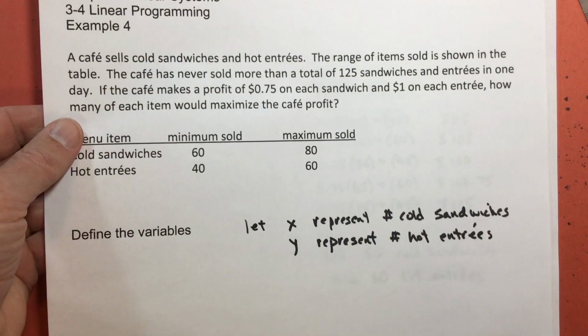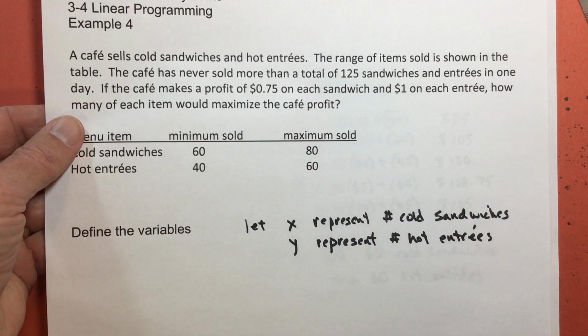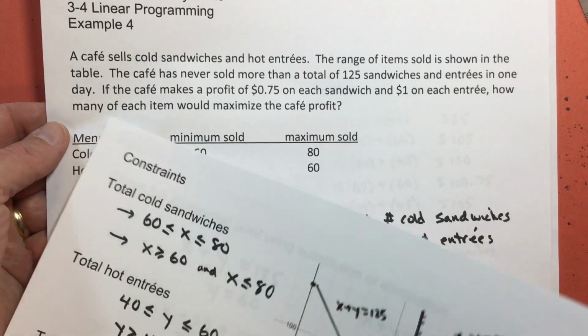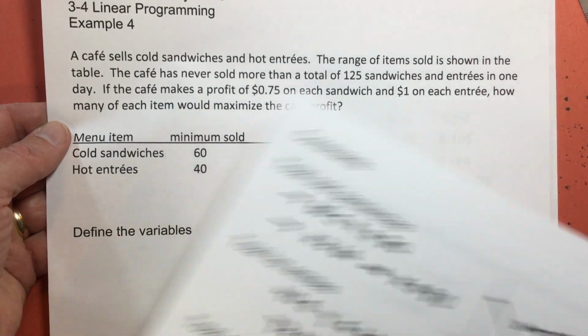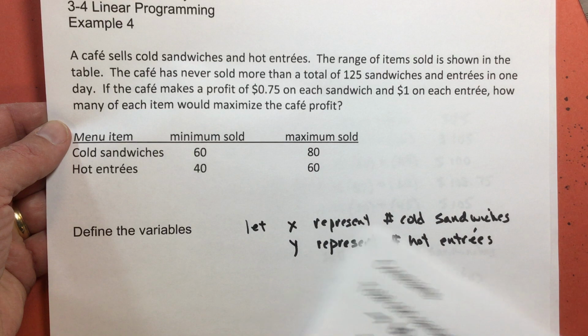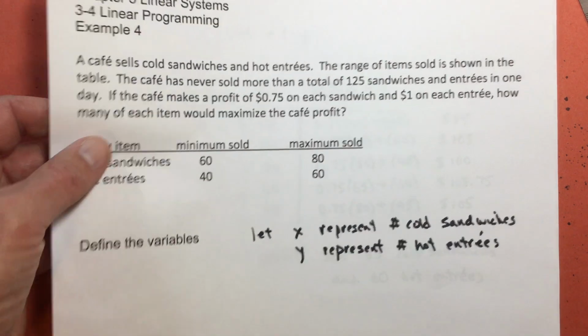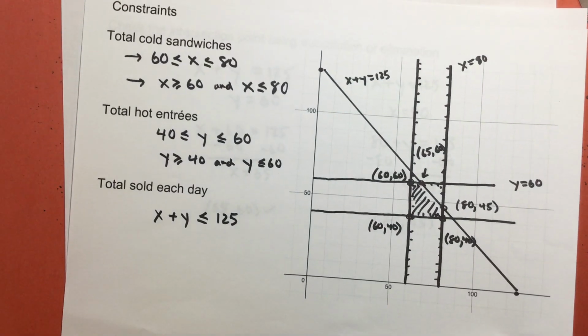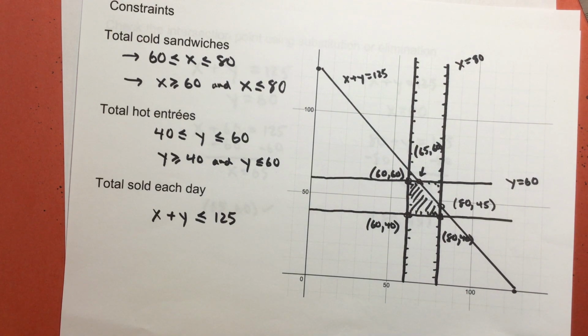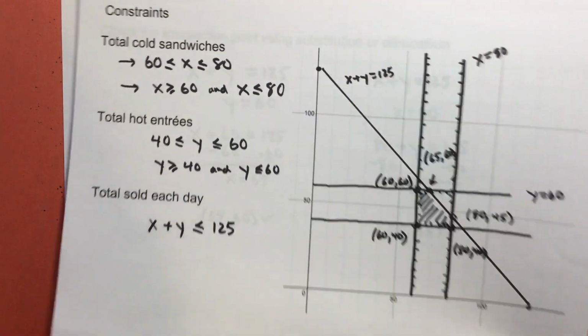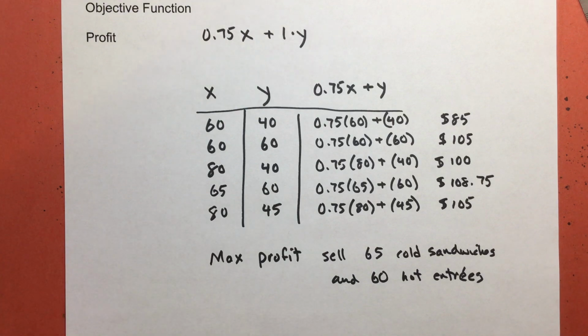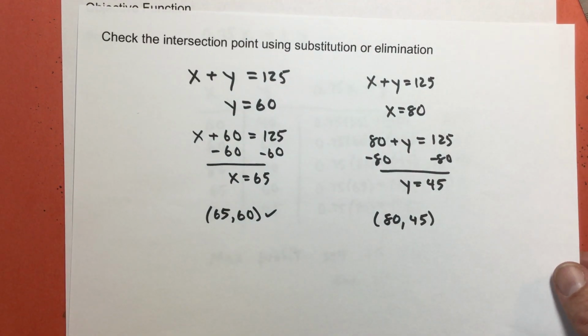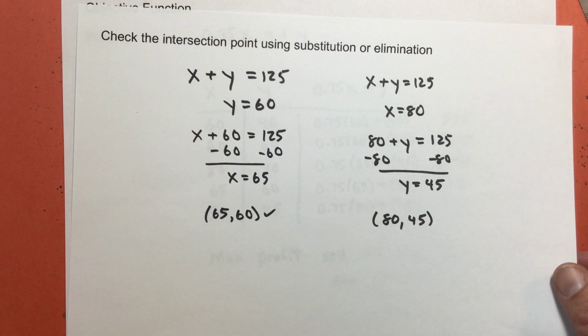You're going to start by identifying and defining your variables. What is it you're asked to find? That'll always come from the question. This one says, how many of each? That's cold and hot food. You're going to come up with your constraints based upon the information. You're going to graph it, and you're going to figure out what the vertices are. The vertices that are not obvious, you're going to use substitution or elimination to determine. No guessing. You need to show this step.